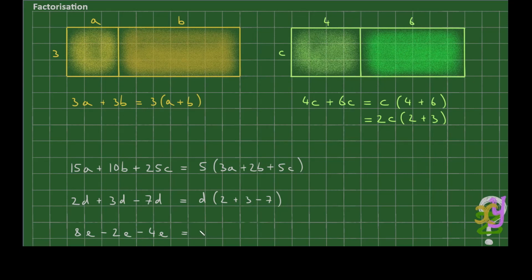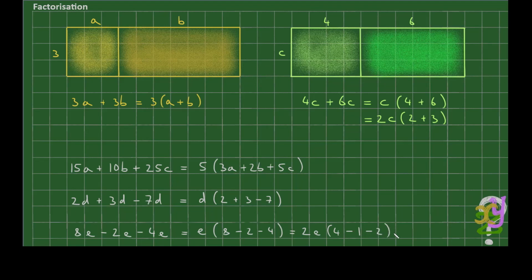So the common term for all of these e terms is, well, letter e. I can take that outside of the bracket, and then inside the bracket I will have 8 minus 2 minus 4. But I can take this a little bit further. 8, 2, and 4 are all divisible by 2. So I could say that I have 2e outside of the bracket, and then I'm going to multiply that by 4, and then by negative 1, and then by negative 2.